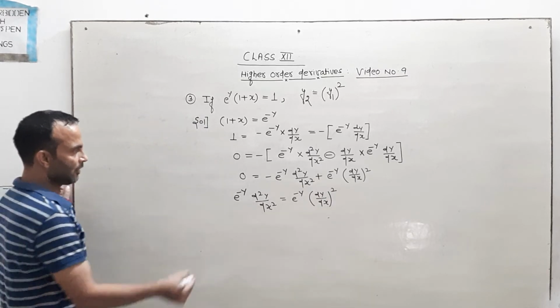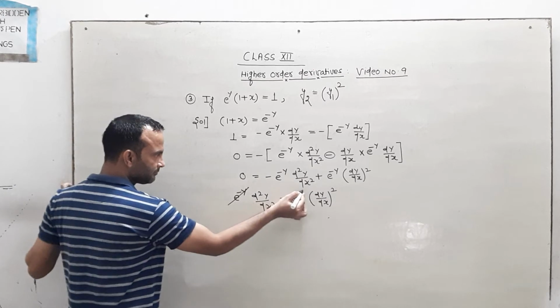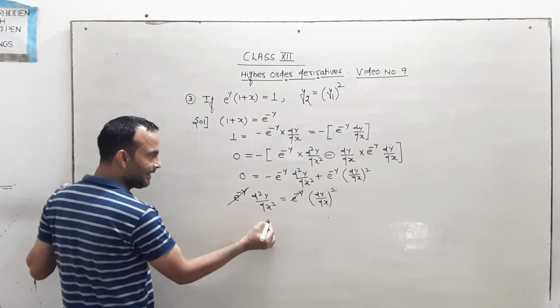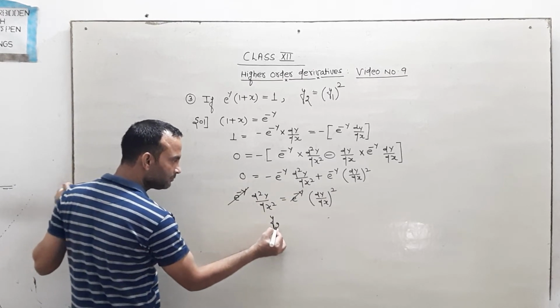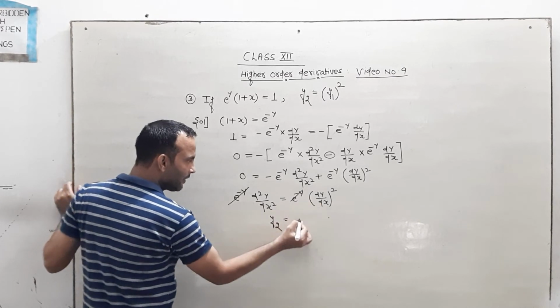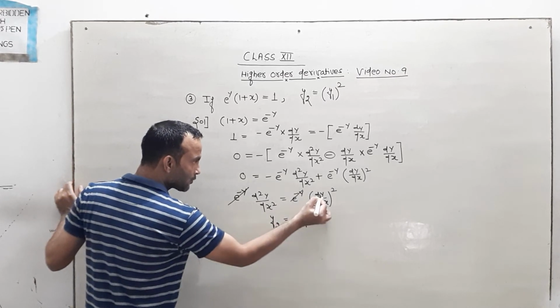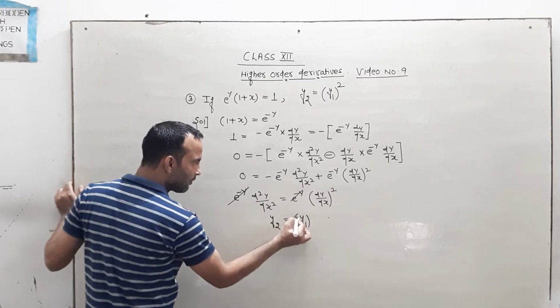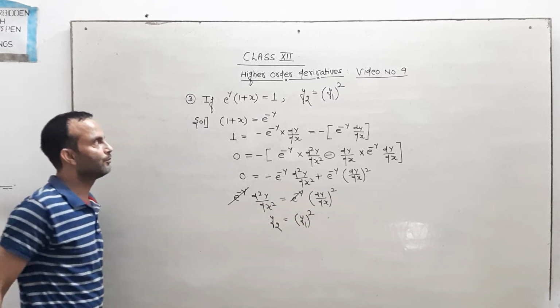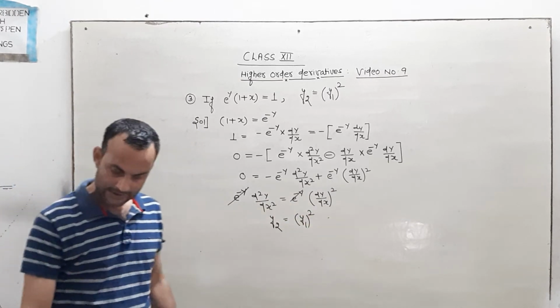Okay. Now you can see cancel. D square y over dx square is what? Y2. And dy over dx is what? Y1. Square of dy over dx means square of y1. Hence proof.